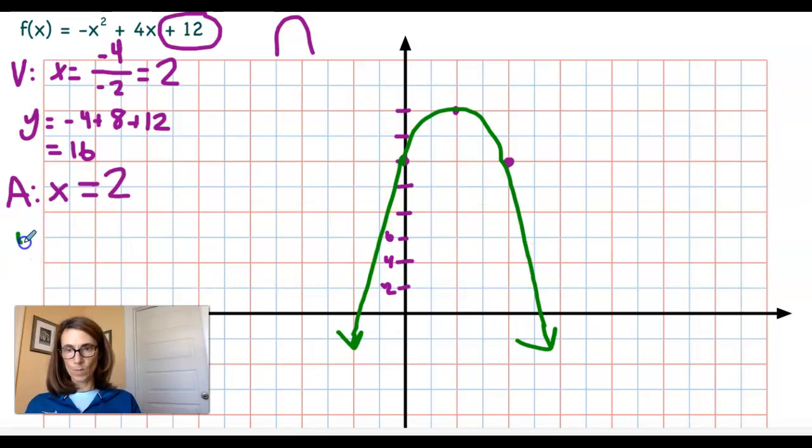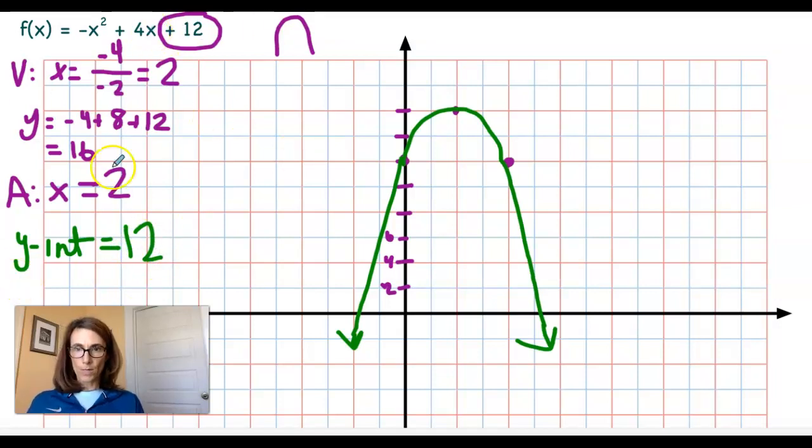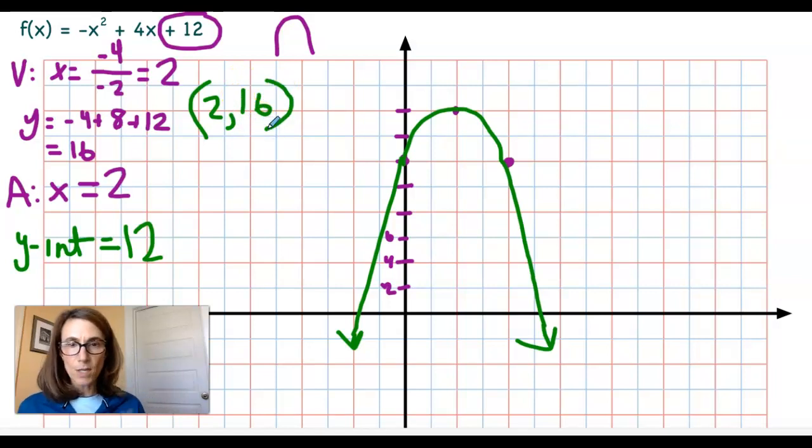Okay, so the y-intercept was at 12, so (0, 12) would be the point. All right, so our vertex was the point (2, 16). And I'm realizing on the last graph, we didn't talk about our domain and range.